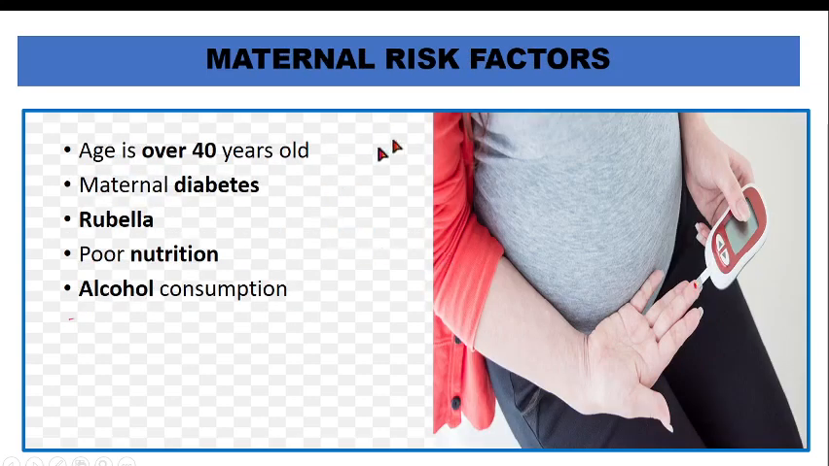Now, what are the maternal risk factors? Age over 40 years. For example, somebody becoming pregnant after 40 years. So, there are chances of transposition of the great vessels.